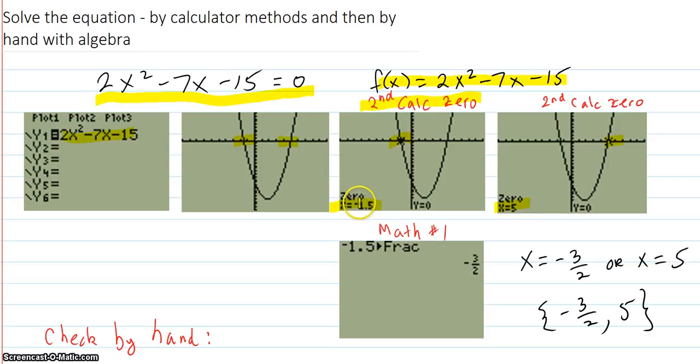Now, if you don't know that negative 1.5 is negative 3/2, the general way you convert it back to a fraction is on the home screen you put negative 1.5, then you do math number 1, which turns this into a fraction, and it puts the answer right there. So the two solutions to the original equation are the same thing as the roots of the polynomial, which are x equals negative 3/2 and x equals 5. The solution set in set notation is this.